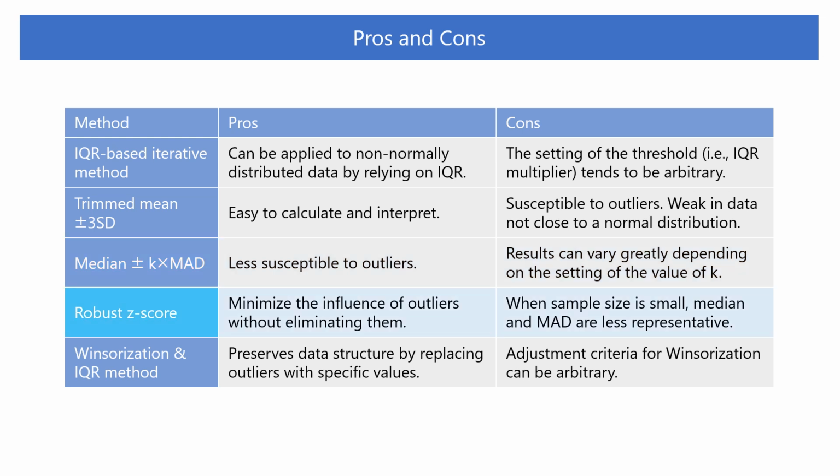The method using a robust Z-score can minimize the influence of outliers without eliminating them. However, when the data size is small, the median and MAD are less representative, making them unsuitable for datasets with small sample sizes. The advantage of the combined winsorization and IQR method is that it preserves the data structure by replacing outliers with specific values rather than eliminating them. However, it should be noted that the adjustment criteria for winsorization can be arbitrary.